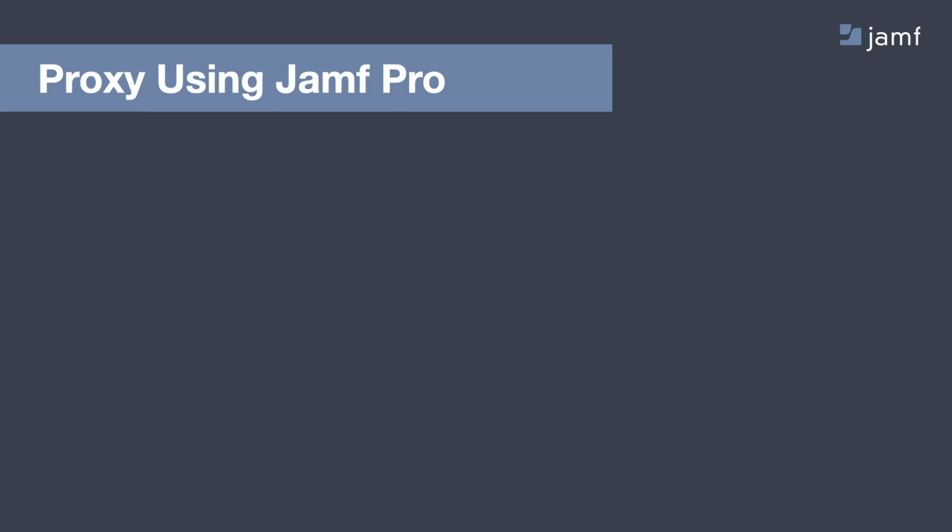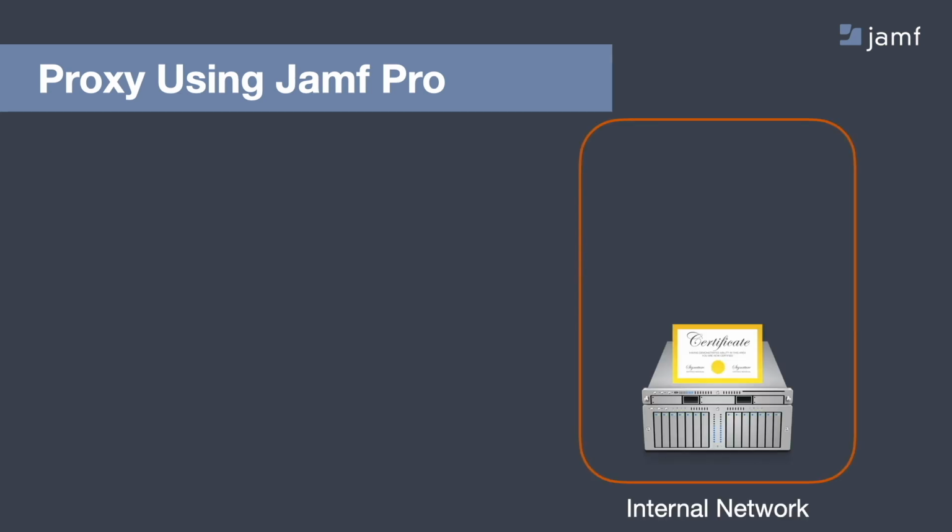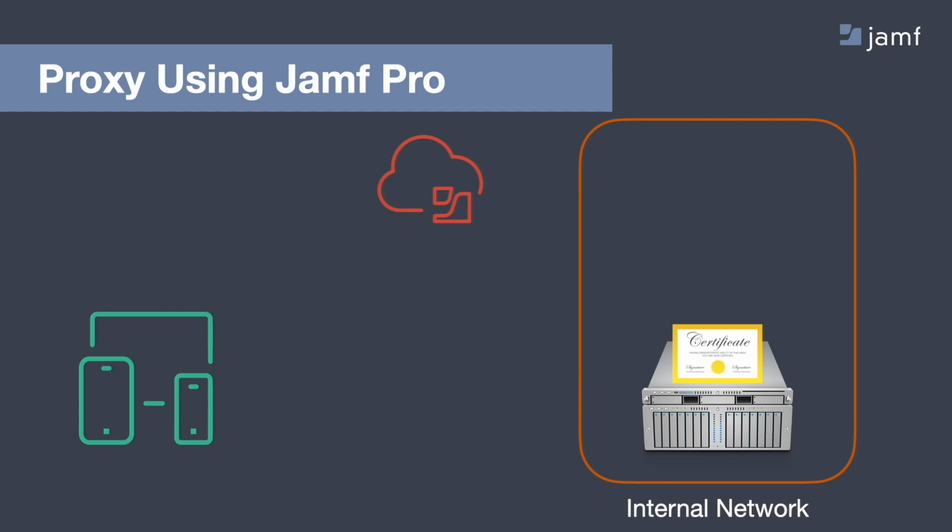We still have the same players as before: our certificate server, still within the internal network, and our Jamf Pro server. This time, let's assume all of our devices are outside the network. With Jamf Pro, it can act as an intermediary for requesting certificates so that devices only need to talk to Jamf Pro, and Jamf Pro is the only thing then talking to the certificate server. Let's see what that communication looks like. The devices contact Jamf Pro, which then contacts the certificate server. The certificate server then responds back to Jamf Pro with the certificate, and then Jamf Pro deploys the certificate to the device.